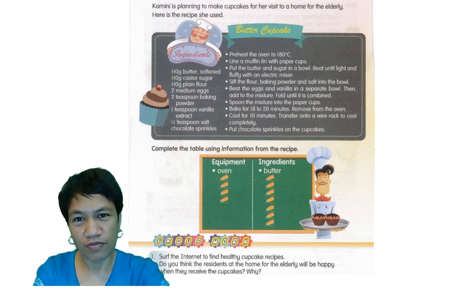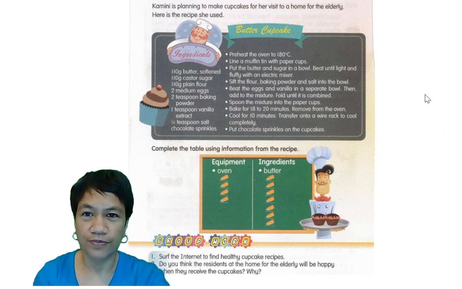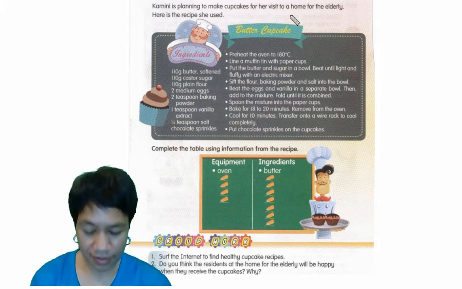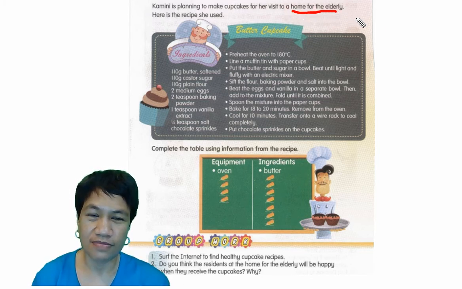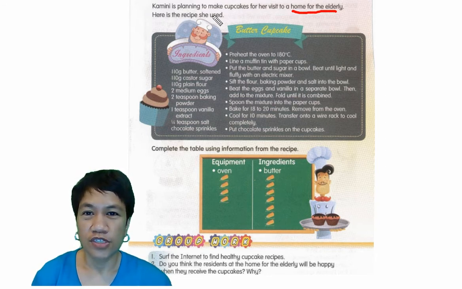Okay. So, our topic for today is cupcake. It's on page 86 in your textbook. So Kamini is planning to make cupcakes for her visit to a home for the elderly. Here is the recipe she used. Home for the elderly means rumah orang tua-tua. Okay? So she's planning to make cupcakes and here is the recipe that she used.